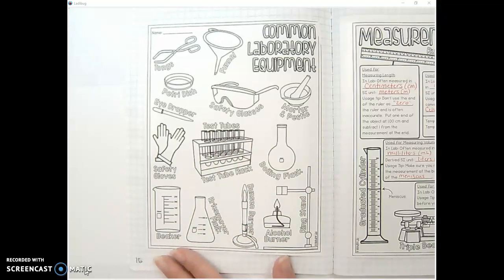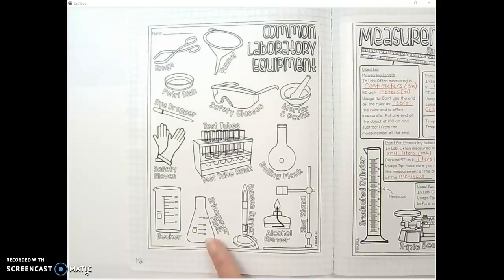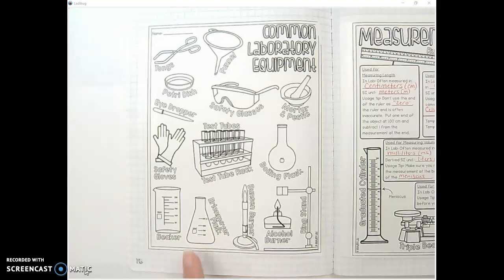This is just here for your reference, and in case you're not sure, things like an Erlenmeyer flask, this one down here, they're shaped a little bit different, but oftentimes they're used for the same thing. They're used to measure, but they do have different names for the different shapes. So we talked about that.